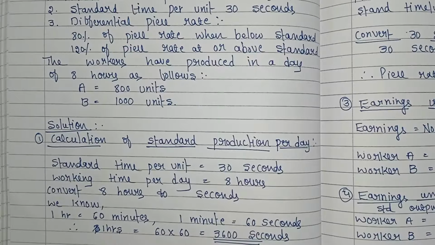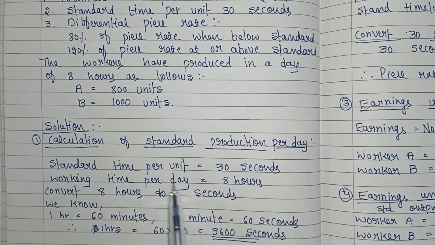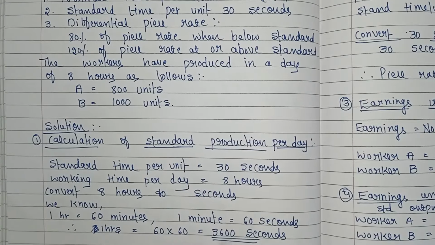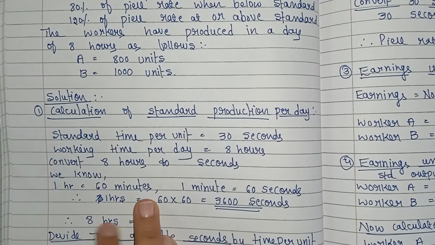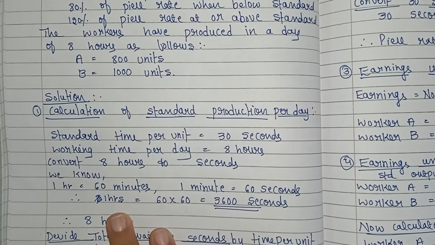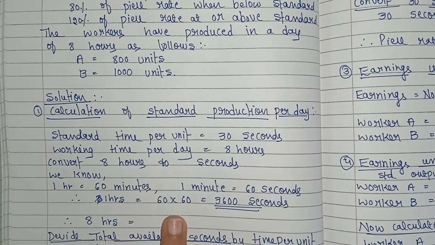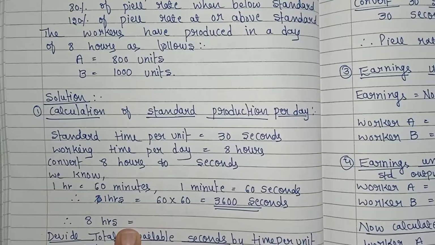First, we need to convert 8 hours to seconds, because they have given the standard time per unit in seconds. So we also convert the hours into seconds. How will we convert to seconds? We know that 1 hour means 60 minutes, right? And 1 minute means what? 60 seconds. So for 1 hour, how many seconds? 60 into 60. How many? 3600 seconds.